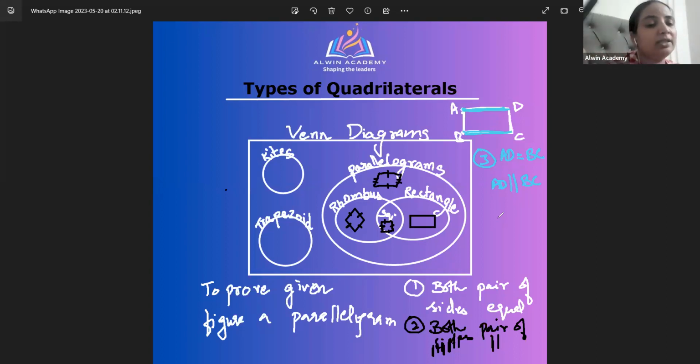So the three ways that we have understood so far are based on what? They are based on sides. You can write that also. The fourth way, you can write: opposite pair of angles are equal. If you prove the opposite pair of angles to be equal, that given figure also becomes a parallelogram. Got it, everyone?